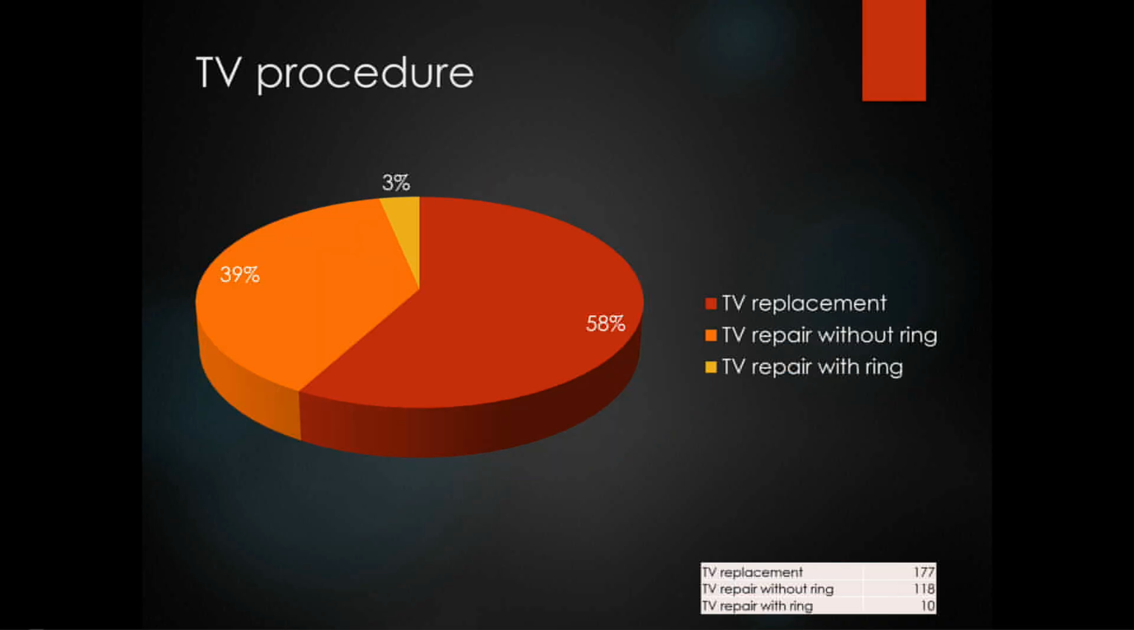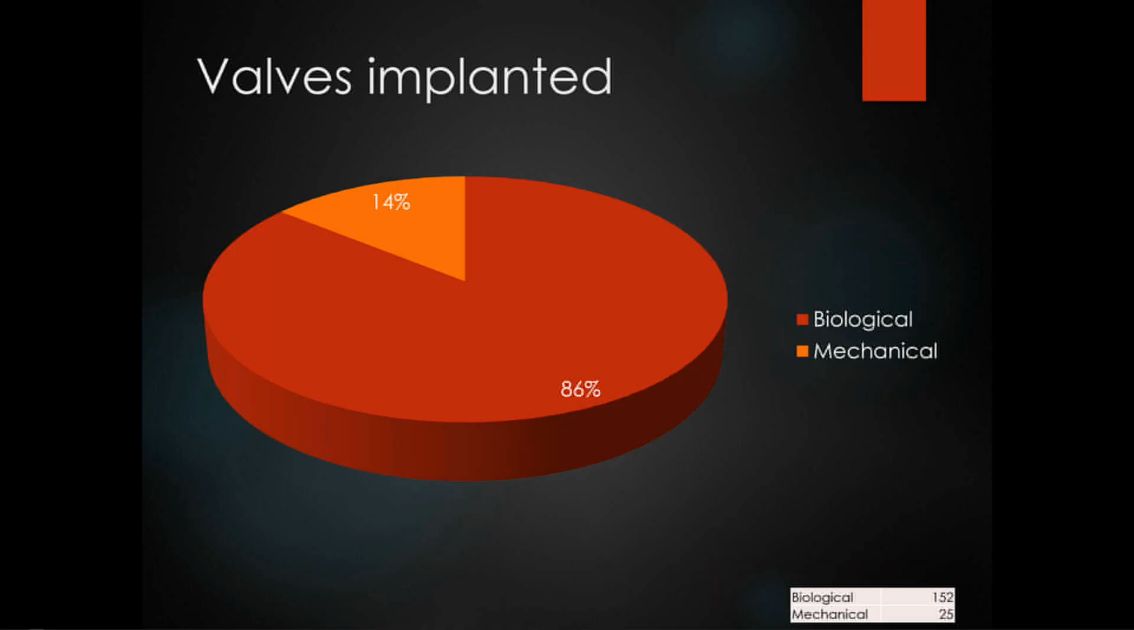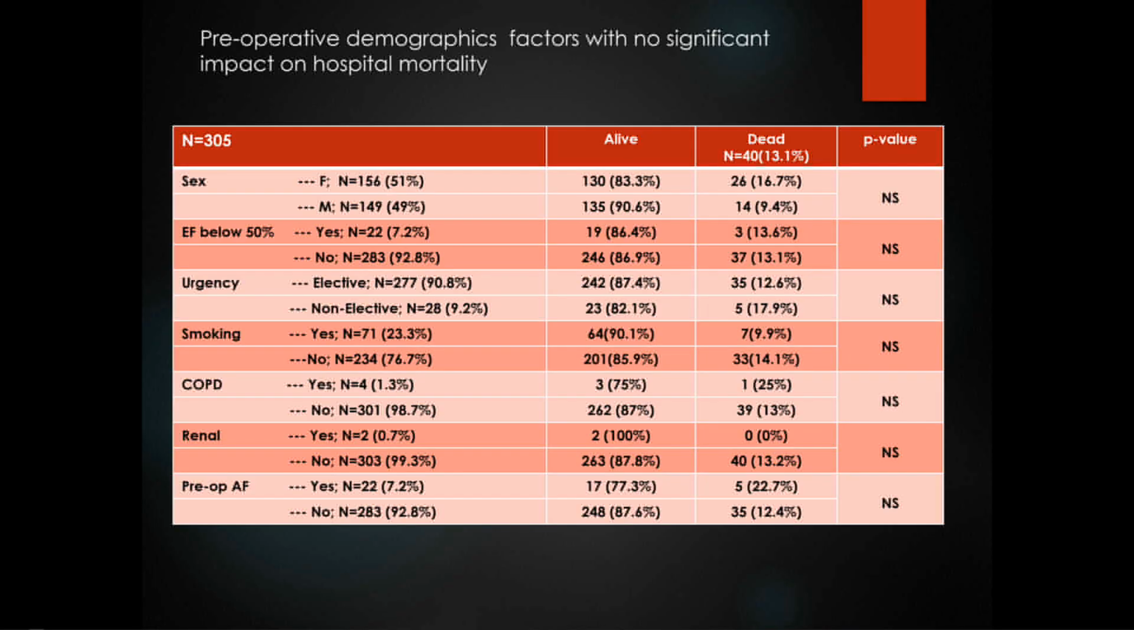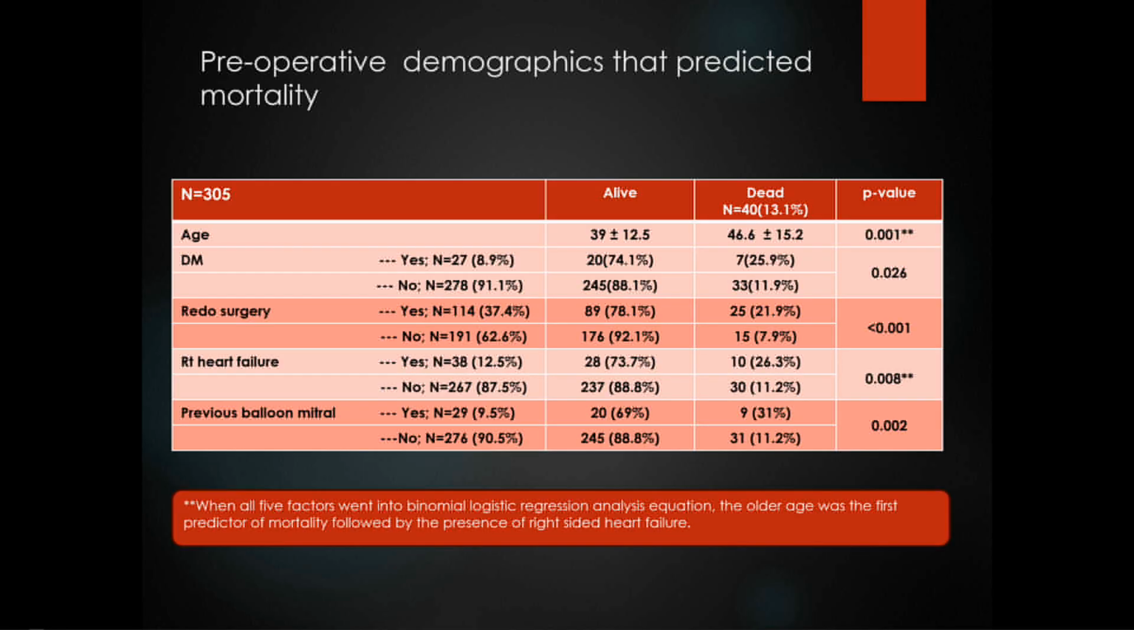As for the procedures done for these patients, 58% were tricuspid valve replacement, 39% were repair without a ring, and 3% were repair with a ring. Of the valves implanted, 86% were biological and 14% were mechanical. Here are the preoperative demographic data that had no significant impact on our hospital mortality. These 5 preoperative factors did predict mortality: age, diabetes, redo surgery, right heart failure, or previous balloon mitral.